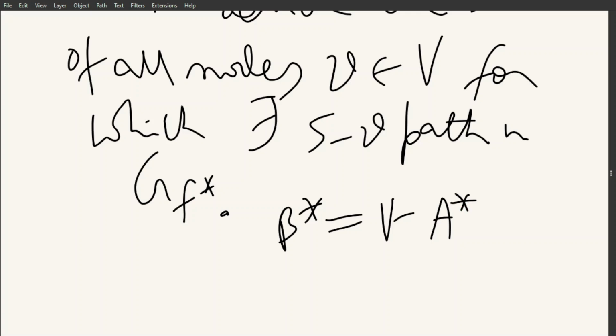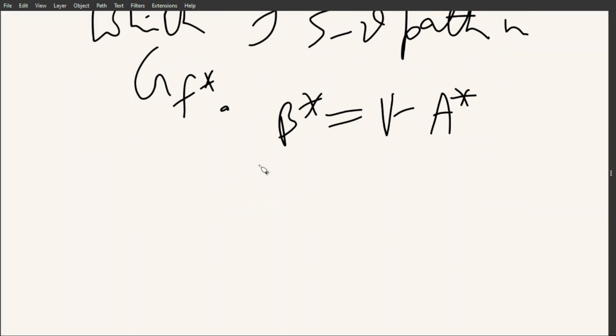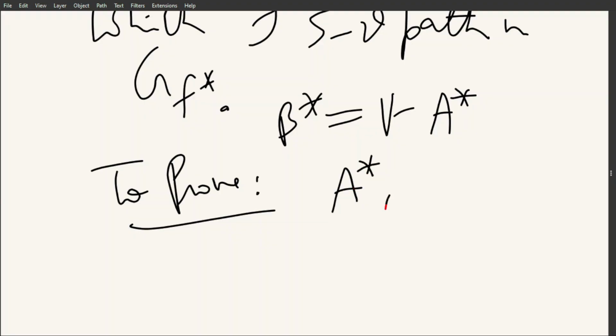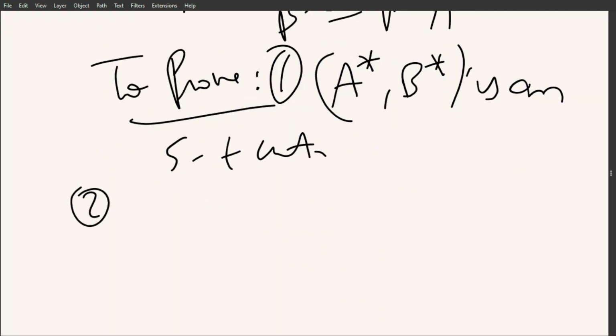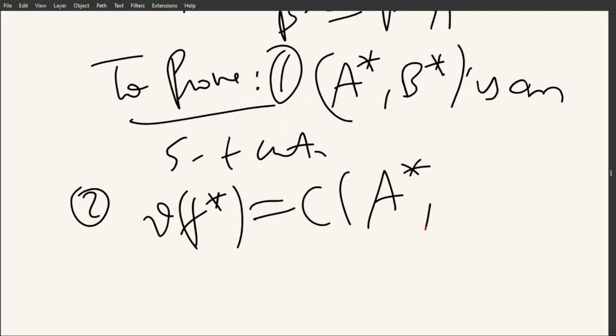So now we have to prove two things. First, that it actually makes a cut. Second, that the value of F star is the same as the capacity of the cut A star, B star. So first, we have to prove that this A star, B star is an S-T cut. Second thing, we have to prove that the value of F star is the same as the capacity of the cut A star, B star.